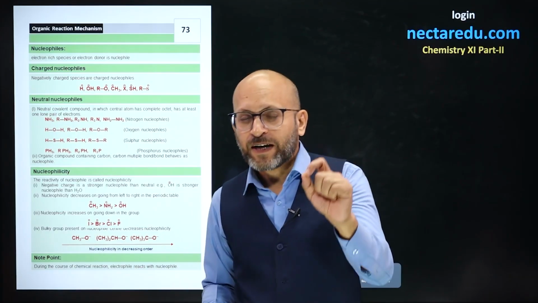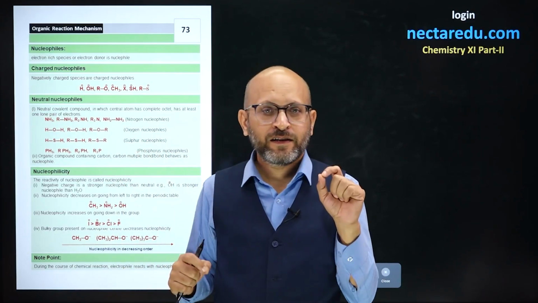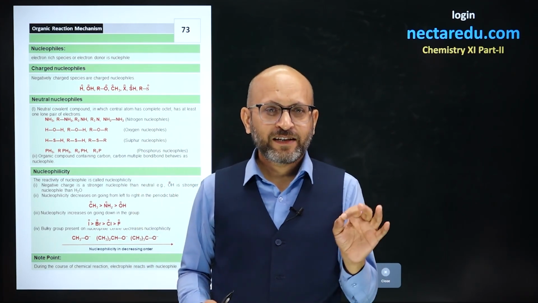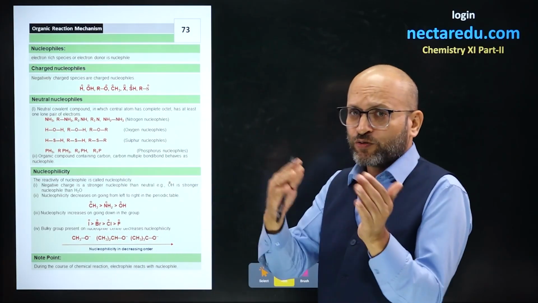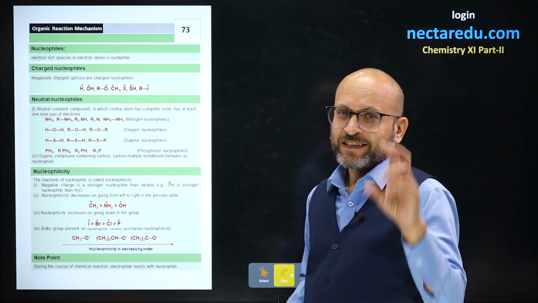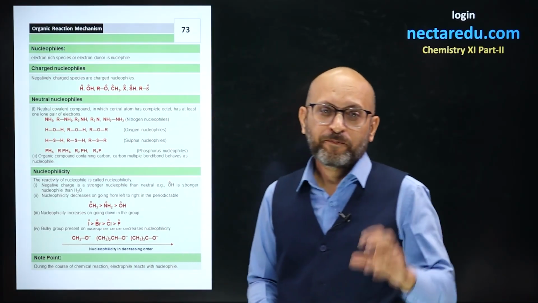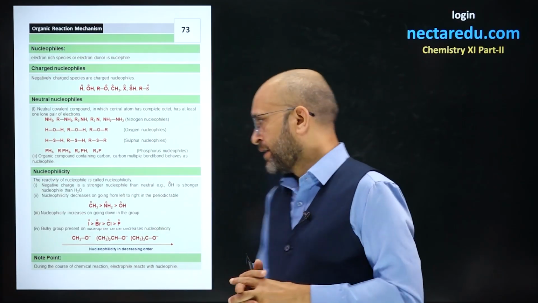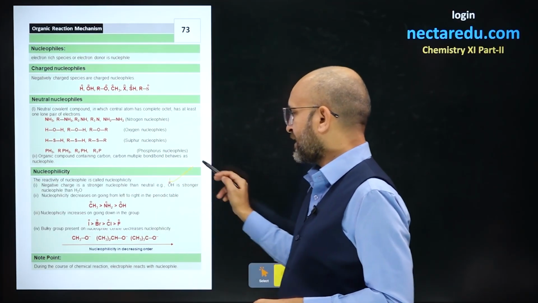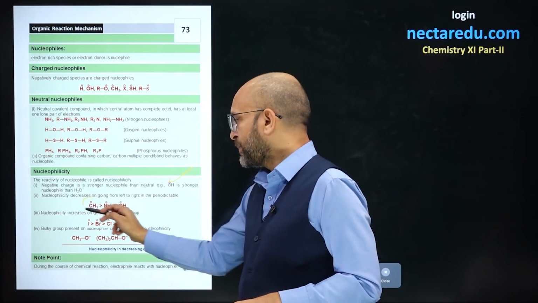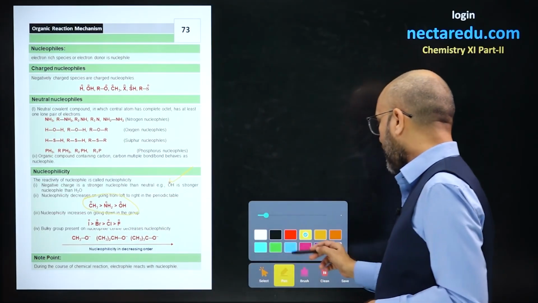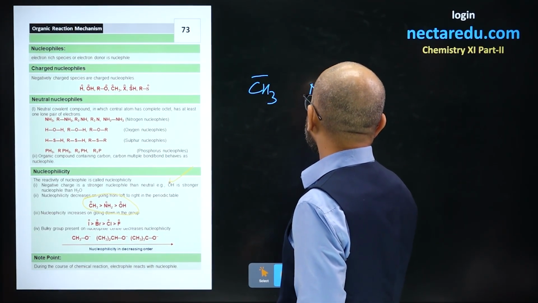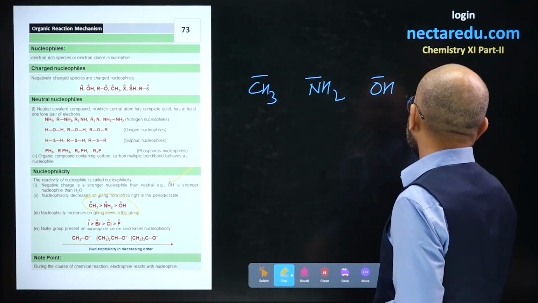Example, OH minus is a better nucleophile than water. NH2 minus is a better nucleophile than ammonia. OH minus as compared to SH minus, which will be better? Always remember that the bigger the central atom or negative charge containing atom, the better the nucleophile. So the negative part is the better nucleophile. Next comes the period. If you check in a period, for example, CH3 minus, you have NH2 minus, then you have OH minus and F minus.